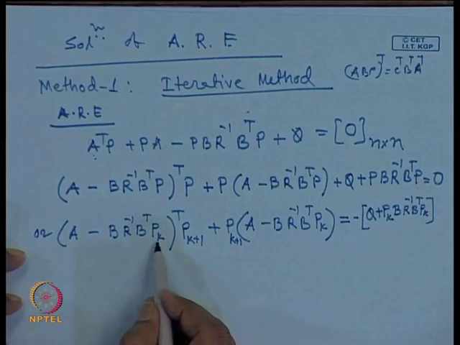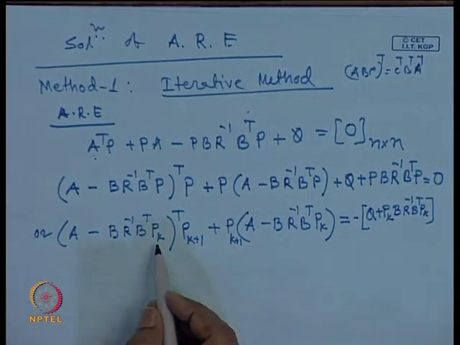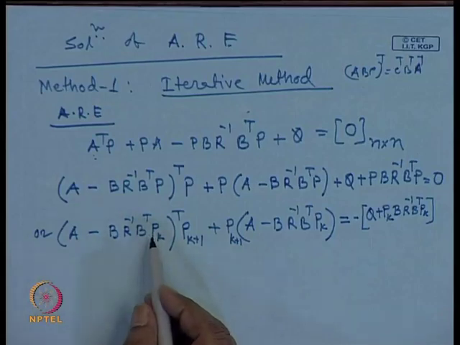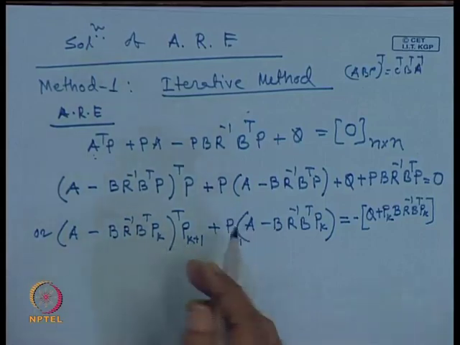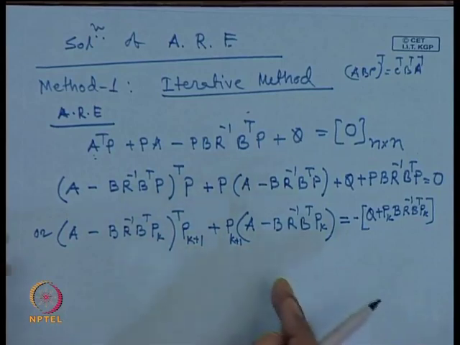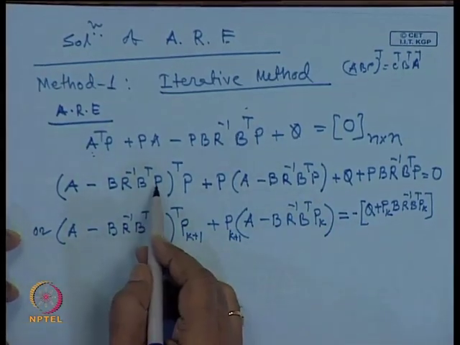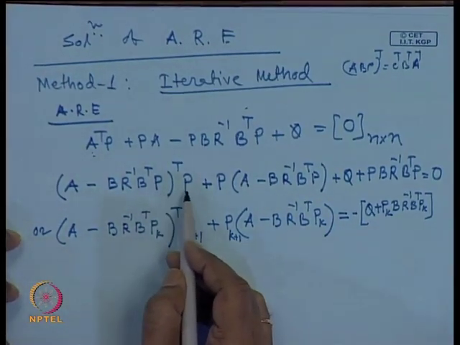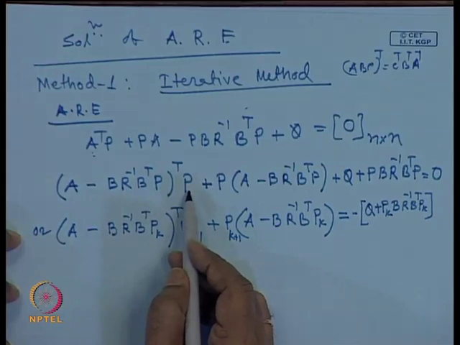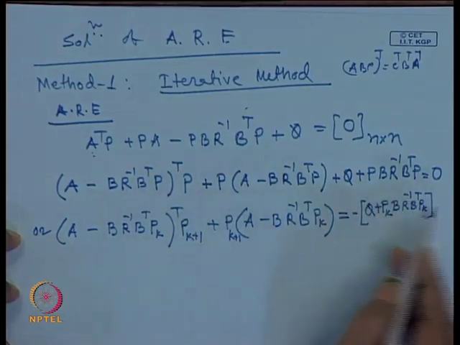What does k indicate? The kth iteration, what is the value of P? Let us call the starting iteration the 0th iteration, P of 0, and this means the next iteration, what is the value of P, that is k plus 1. In this way, inside the bracket is the kth iteration, outside the bracket P value is the k plus 1th iteration.